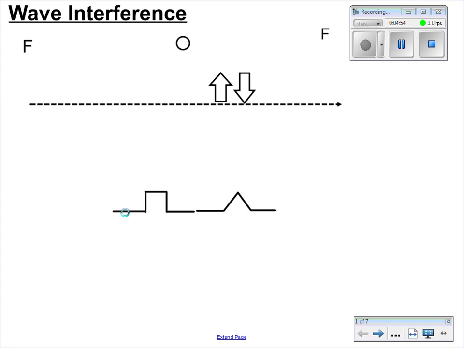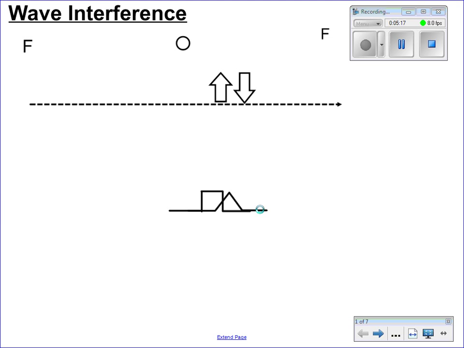So the easiest way to think of this is, as they pass through each other, they add to each other. So until we get to this point, when they're sliding across like this, we see nothing different. We just see a rectangle traveling towards a triangle, and vice versa. But once they start to cross, their effects add together.